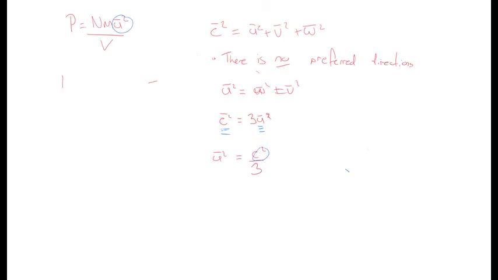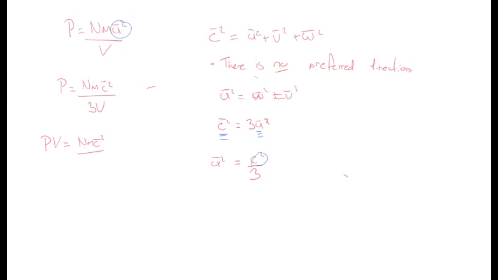So I get that in the real world, in a three-dimensional box, the pressure is N m average speed squared divided by 3 times the volume. And this is pretty cool, because I can do a little next step and I can say PV is equal to N m ĉ squared divided by 3. Now, why is that important?